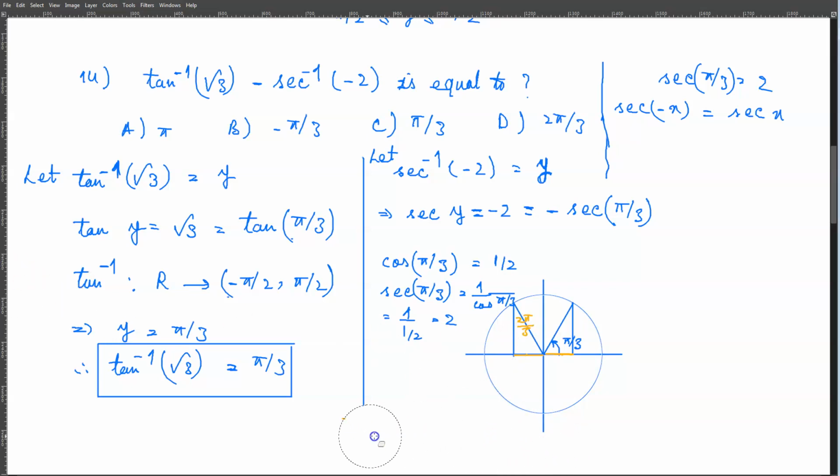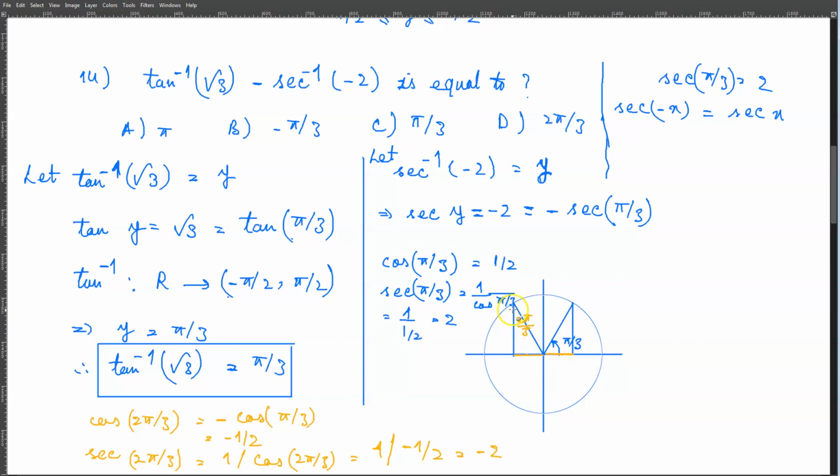Now we know that the cos of 2 pi by 3 is equal to negative of the cos of pi by 3, which is equal to negative 1/2, which means that the secant of 2 pi by 3 is equal to 1 over cos of 2 pi by 3, which is equal to 1 over negative 1/2, which is equal to negative 2. Right, so that's the angle that you're looking for.